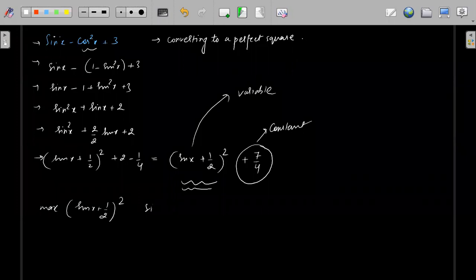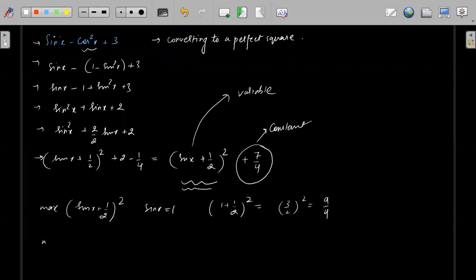will be when sine of x is equal to 1. When sine of x is equal to 1, I will substitute. So this will become 1 plus 1 by 2 whole square. This will become 2 plus 1, 3. So 3 by 2 whole square, so this will be 9 by 4.